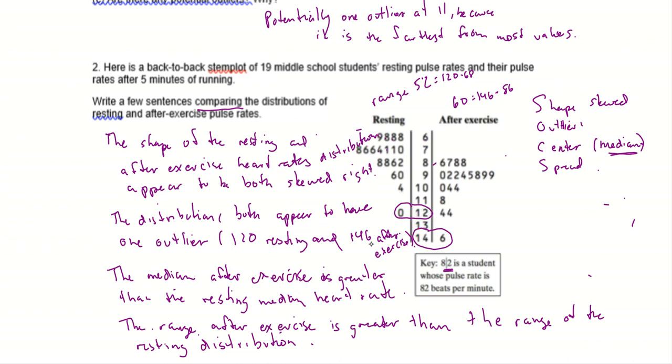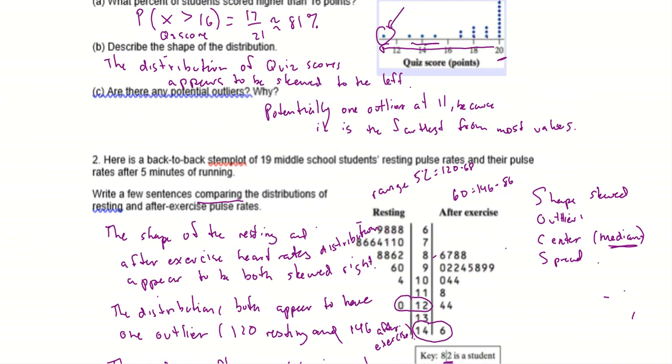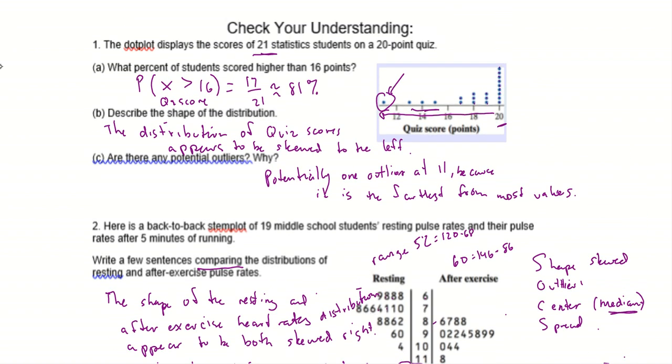All right, so we can see that this right here, I was able to compare the distributions of the resting and after exercise pulse rates. And up here, I was also able to use that dot plot to figure out the shape, potential outliers, and also figure out some percentages and proportions.